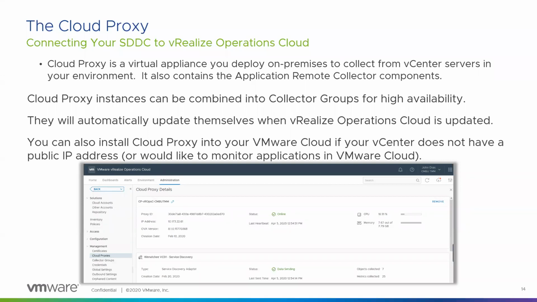Another thing which is very important from the cloud proxy perspective is you can combine them into collector groups for high availability, right? And if any one particular cloud proxy goes down, it takes care of the availability. Then if you are a VMC customer, you can actually run it onto the VMC as well.